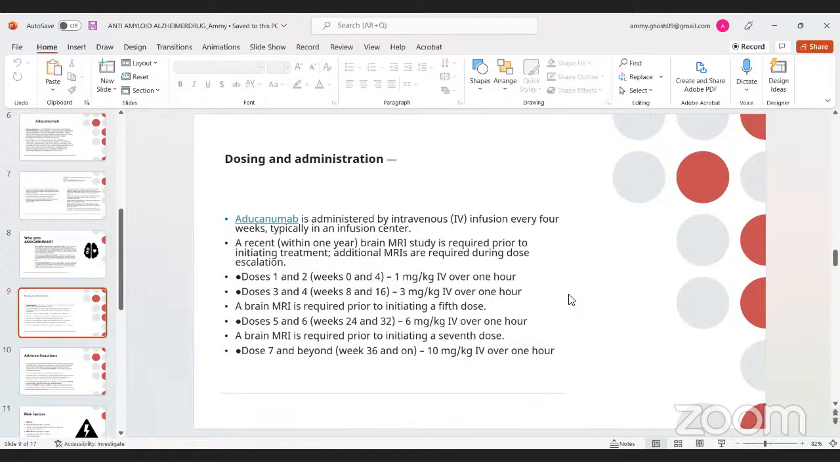Dose 3 and 4, which are given on week 8 and 16, are 3 mg per kg IV over 1 hour. A brain MRI is required prior to initiating the 5th dose. Dose 5 and 6, which are given on week 24 and 32, are 6 mg per kg IV over 1 hour. Then again, we have to do an MRI before initiating the 7th dose. Dose 7 and beyond is 10 mg per kg over 1 hour.